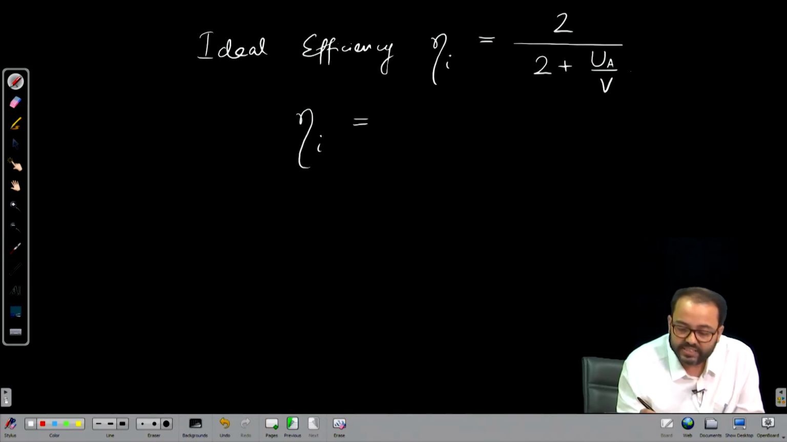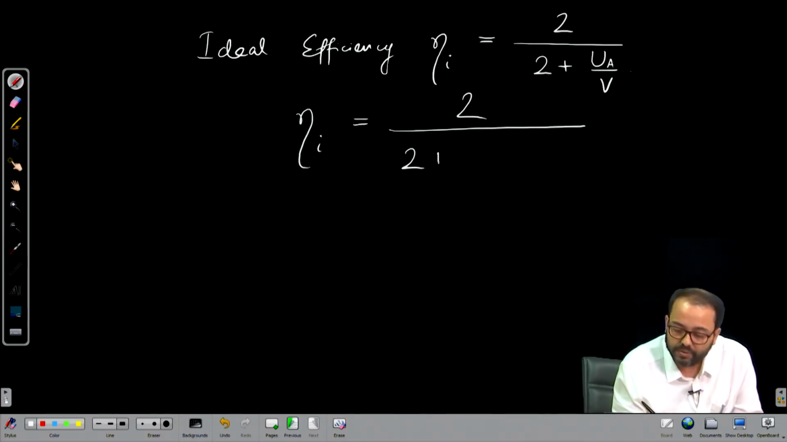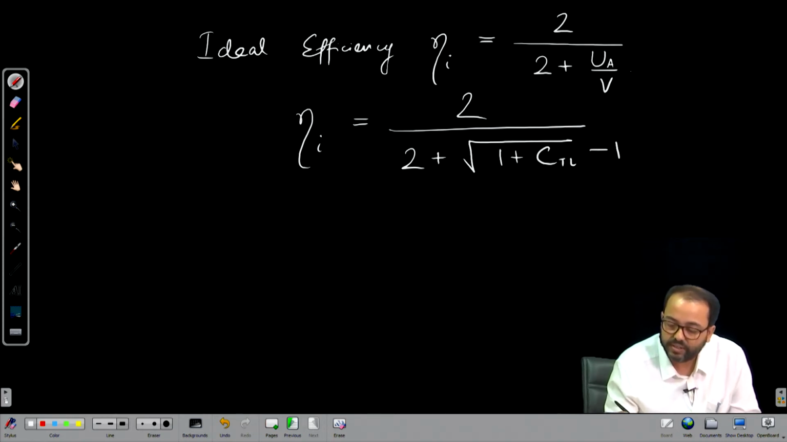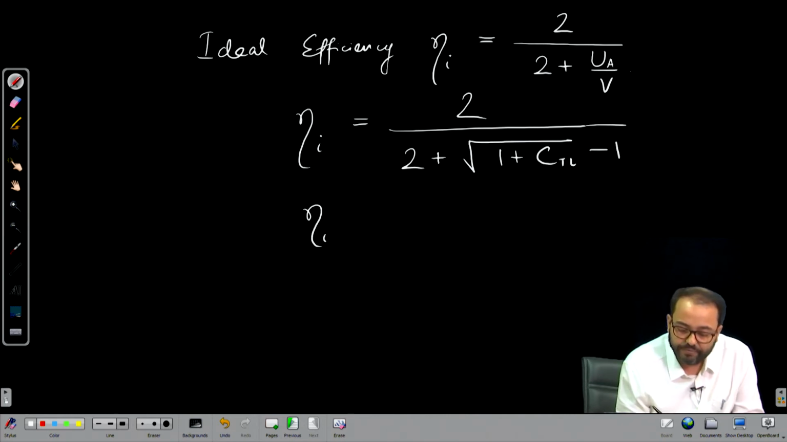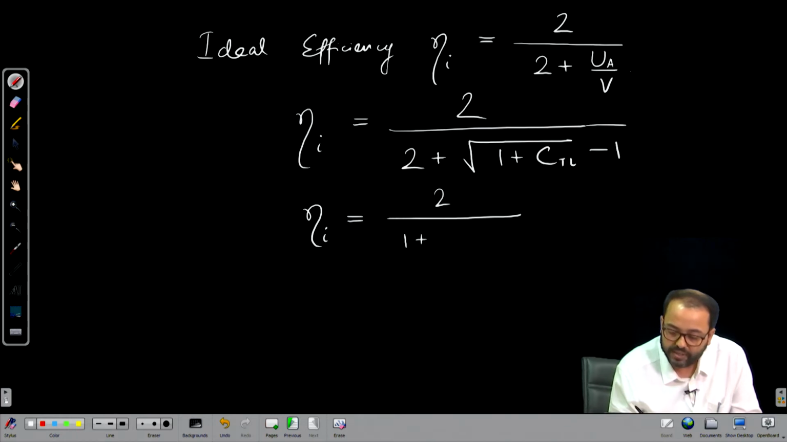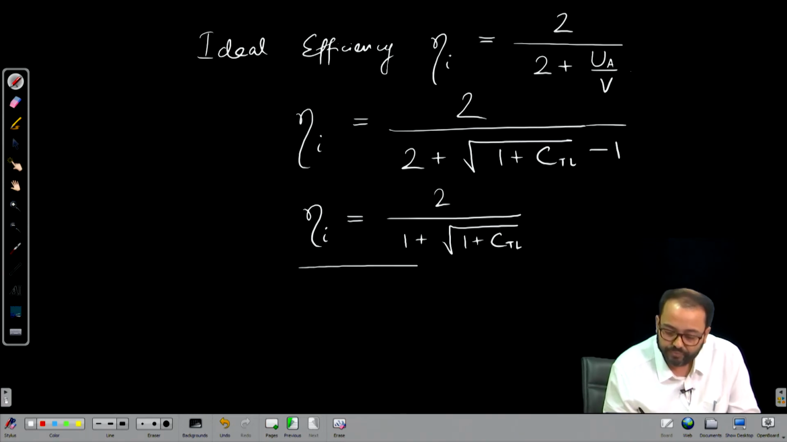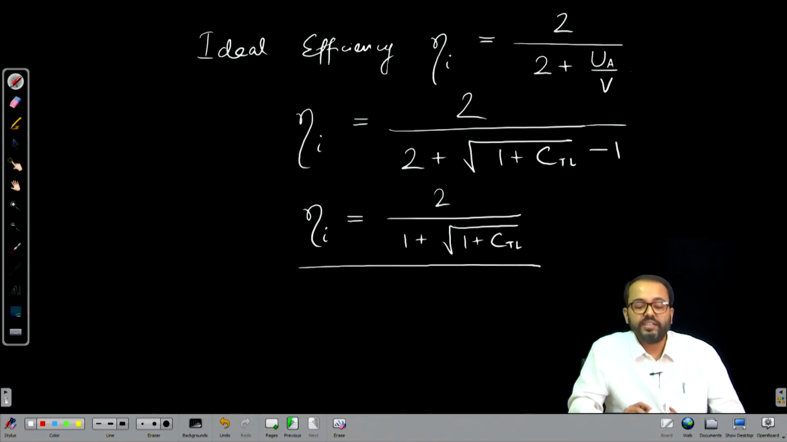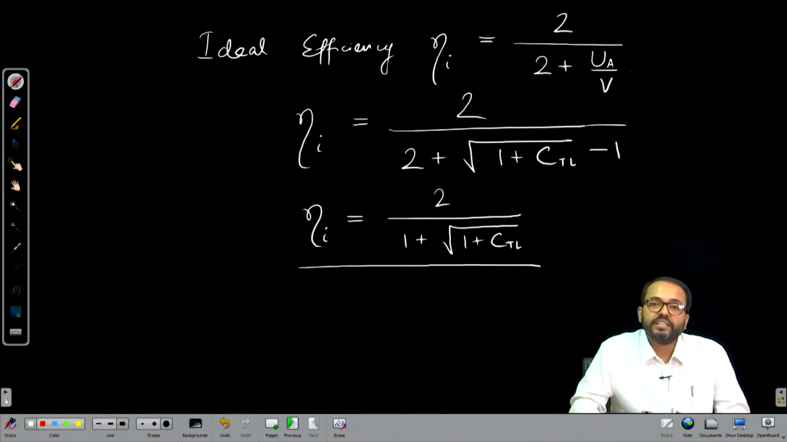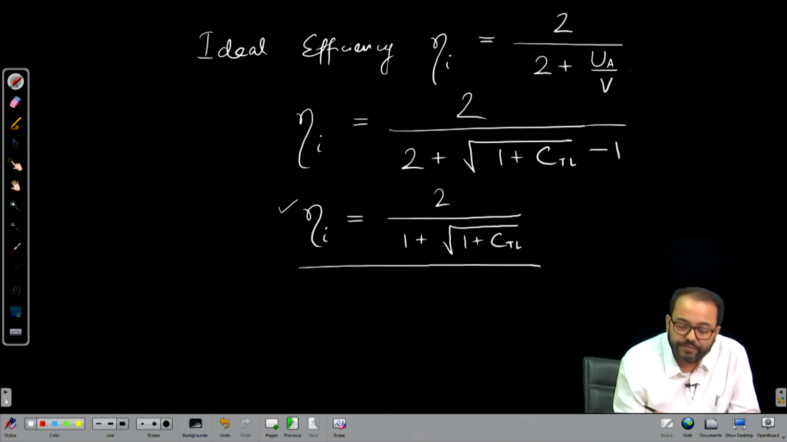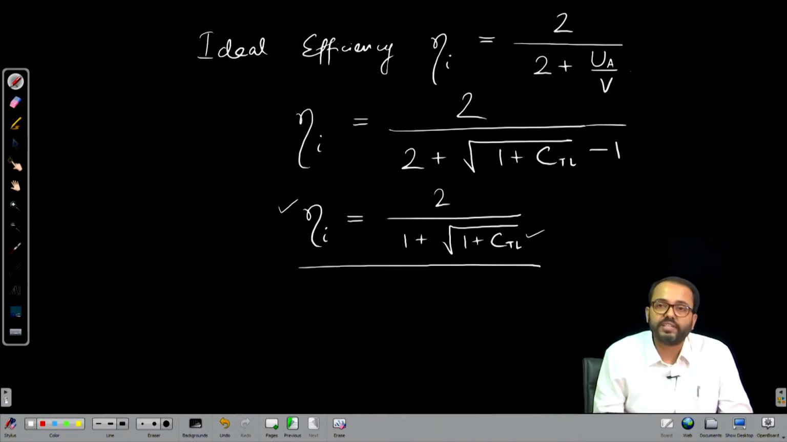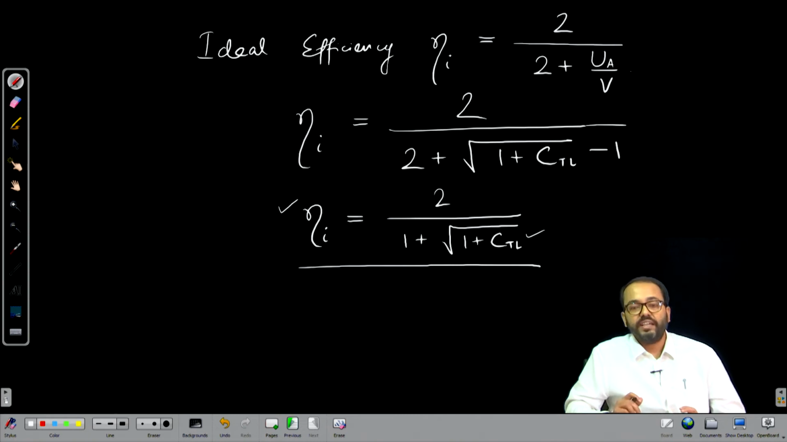So, we can write it as 2 by 2 plus root over 1 plus CTL minus 1. So, your ideal efficiency becomes 2 by 1 plus root over 1 plus CTL. This is a very important result from the context of axial momentum theory of propellers, which relates the ideal efficiency to the thrust loading coefficient. Now, what does it imply?